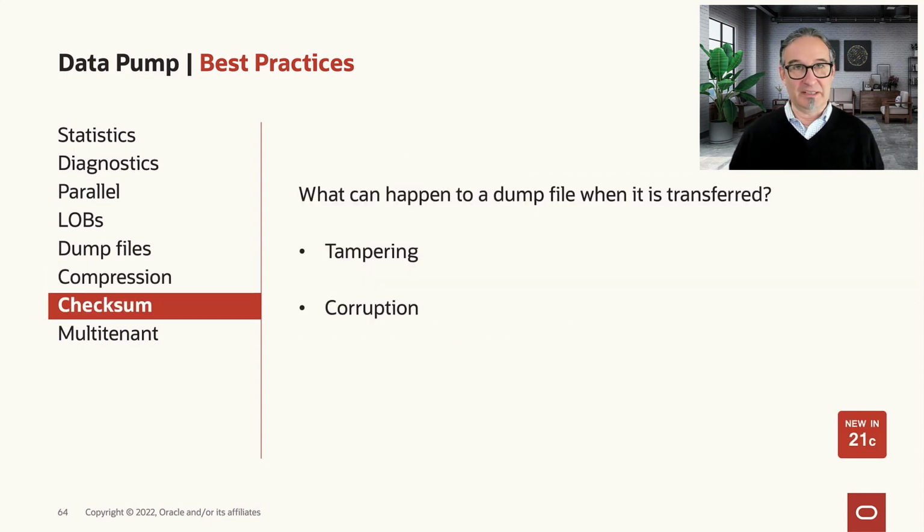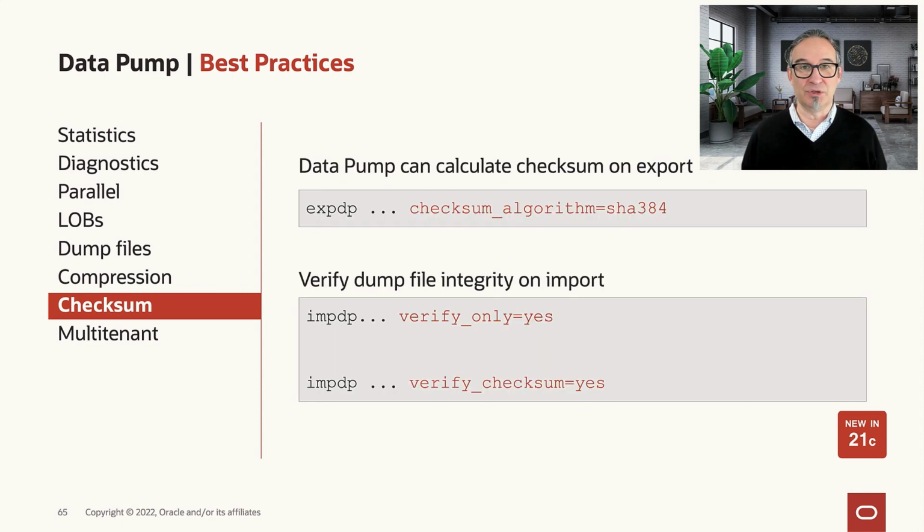Now you have a big dump file and you transfer it somewhere, and it happens from time to time that this transfer goes wrong. There will be a corruption, or even worse, there's tampering happening. How can we protect ourselves here? How can we protect a dump file? And with 21c, we have a very good option to do that.